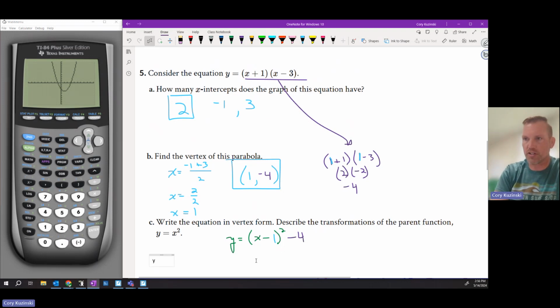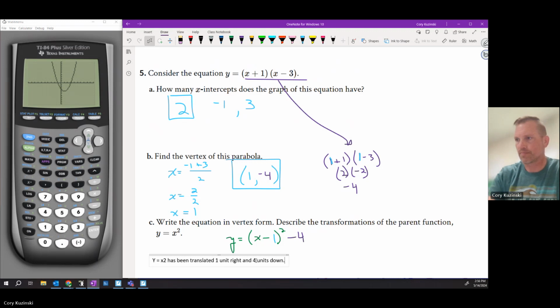I would say the parent function y equals x squared has been translated 1 unit right and 4 units down.